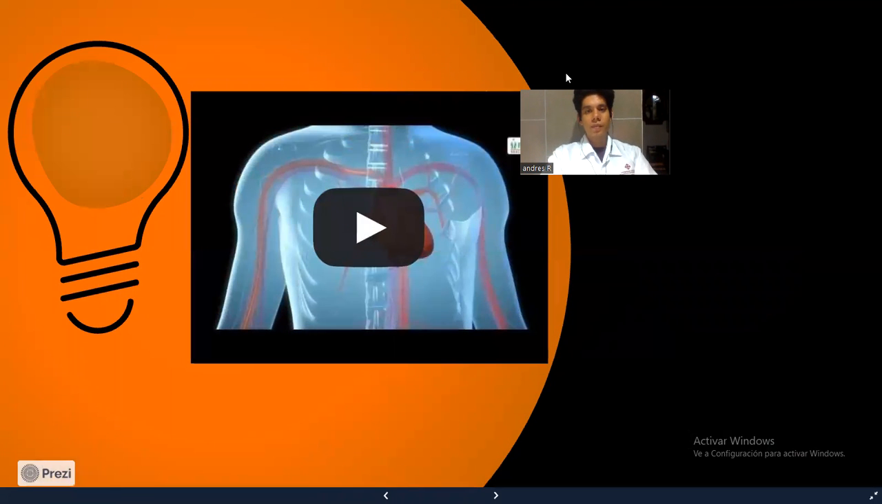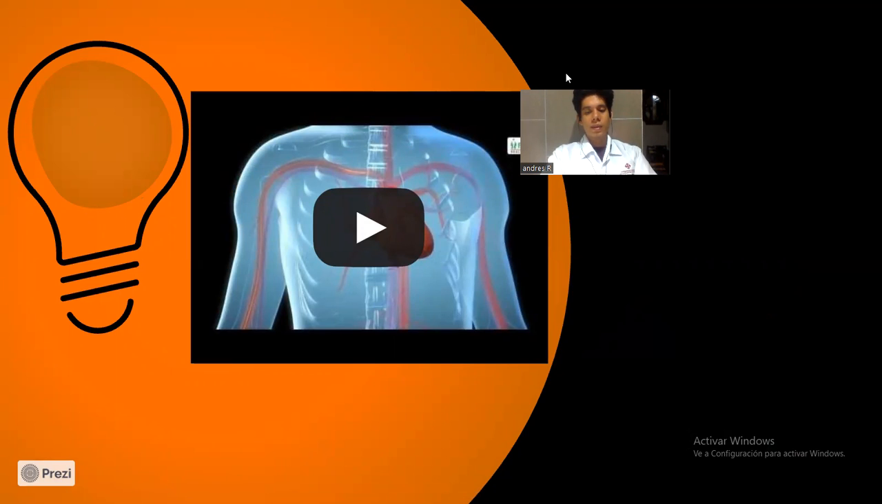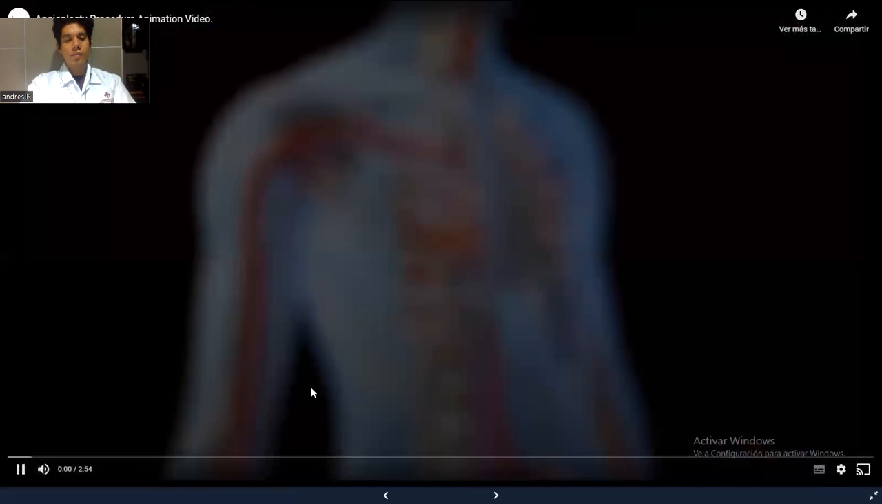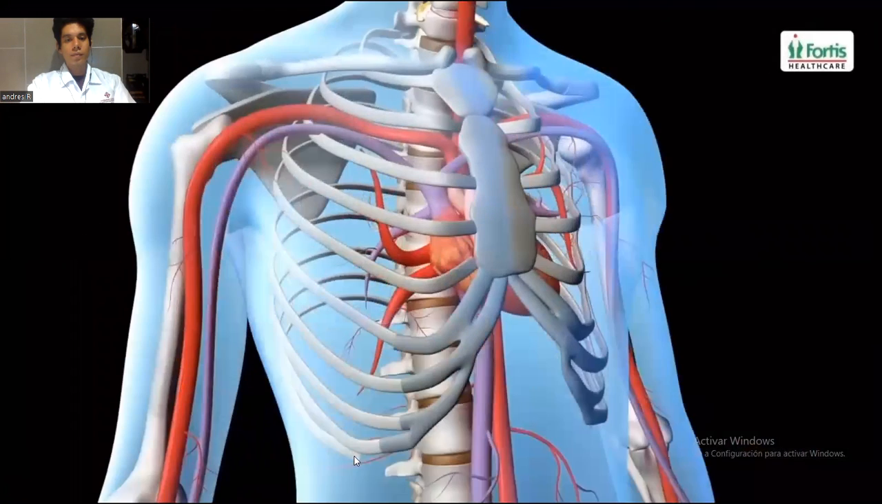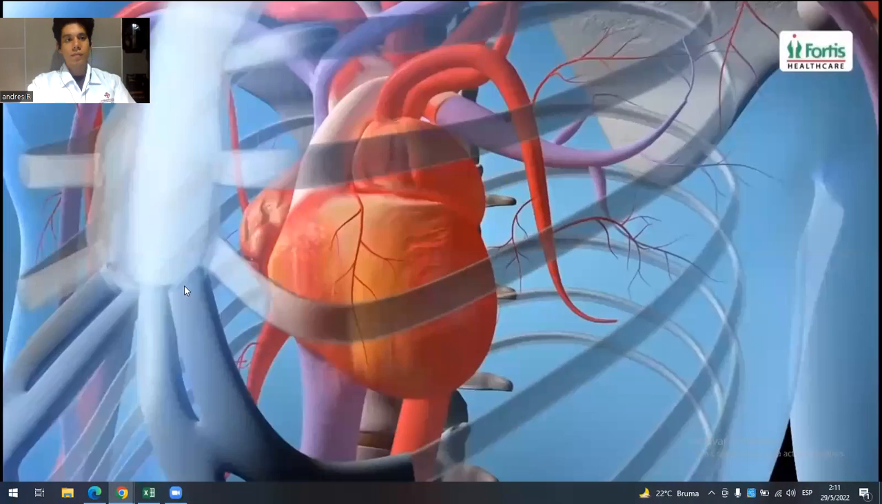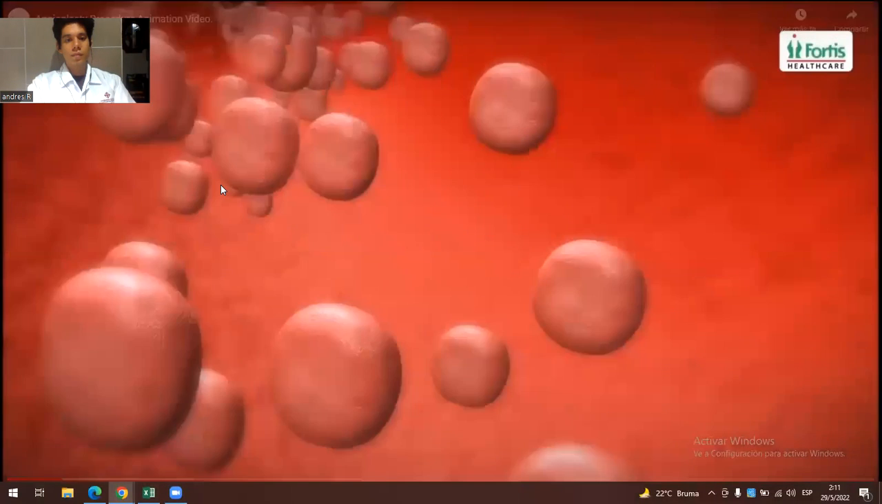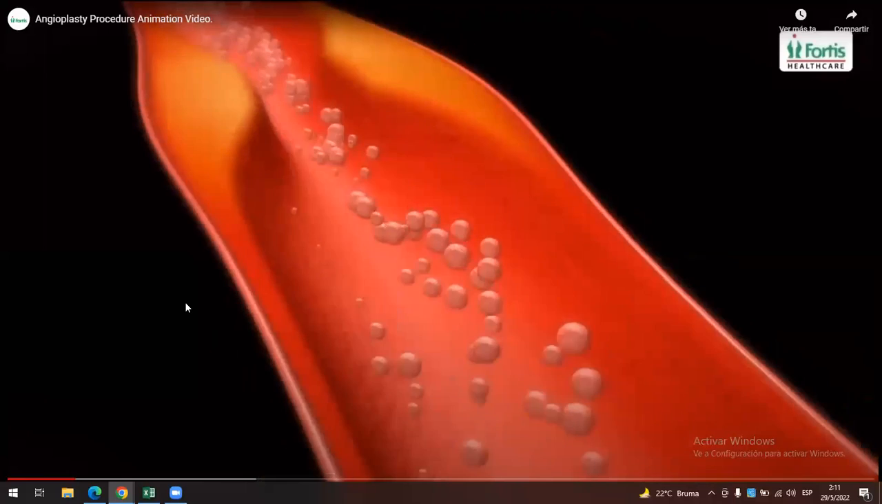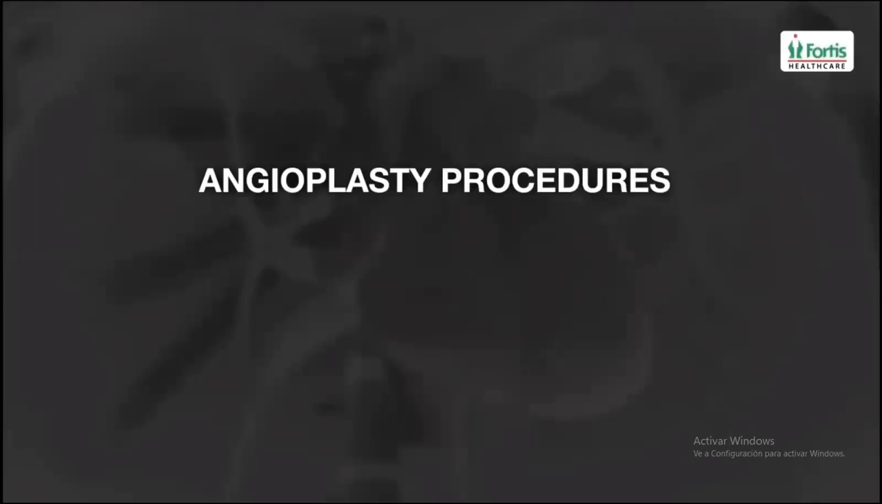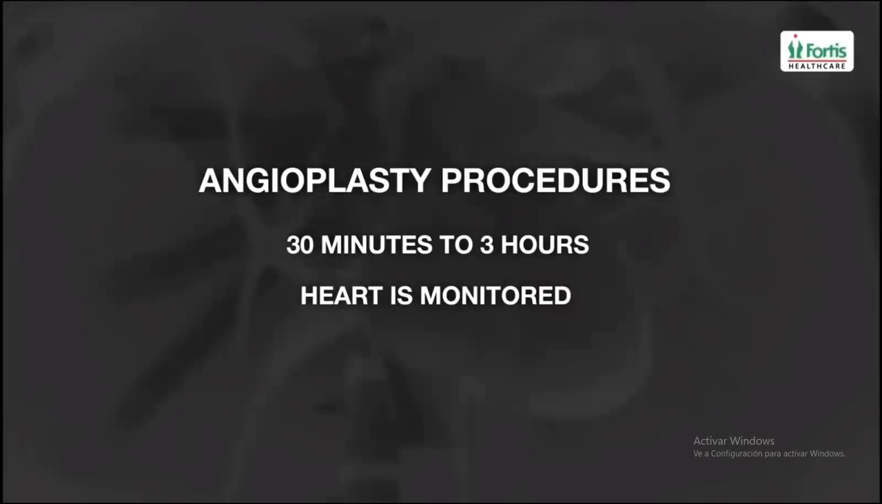This is a short video explaining angioplasty. Coronary angioplasty, also called percutaneous transluminal or balloon angioplasty, is a treatment procedure to restore the blood flow in the narrowed or blocked coronary arteries caused by plaques or blood clots. Most coronary angioplasty procedures last between 30 minutes to 3 hours. Once the patient is admitted, his heart is monitored and he is given an intravenous sedative to relax the body.